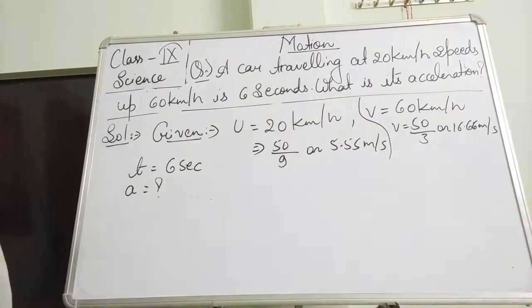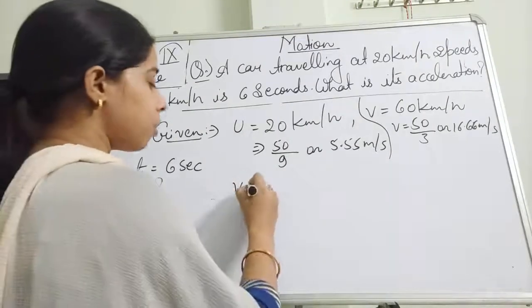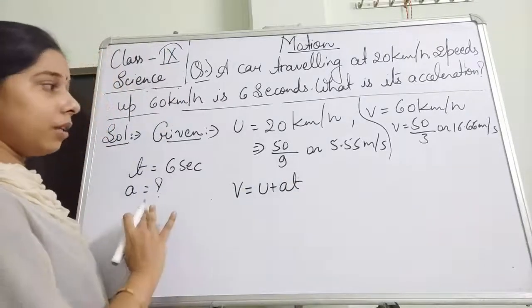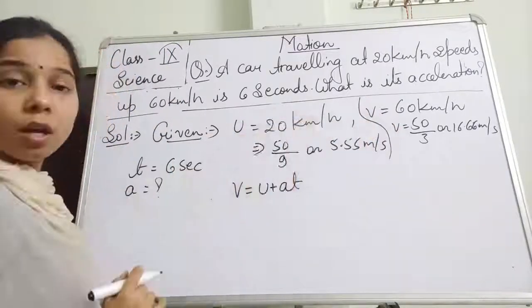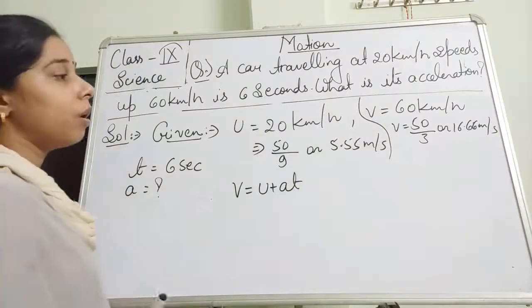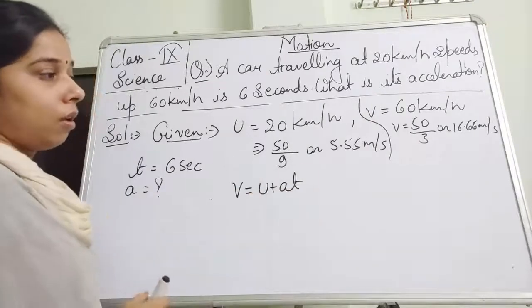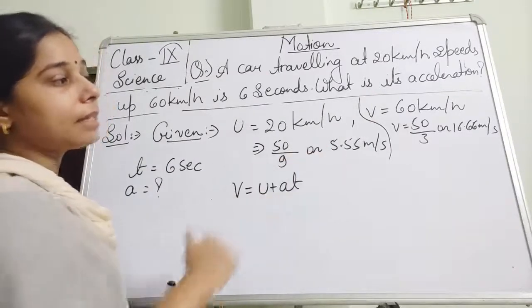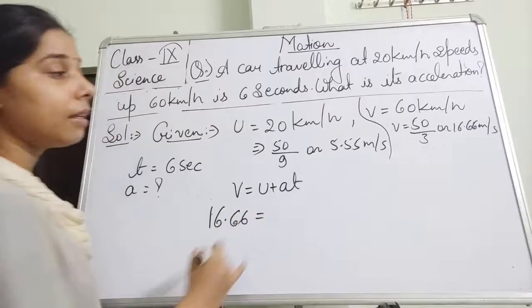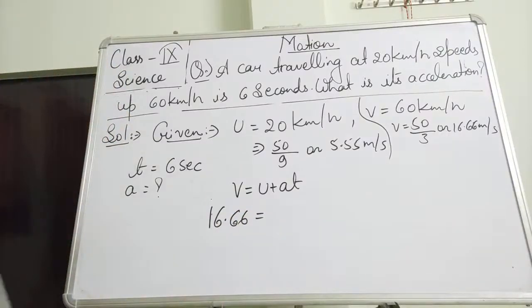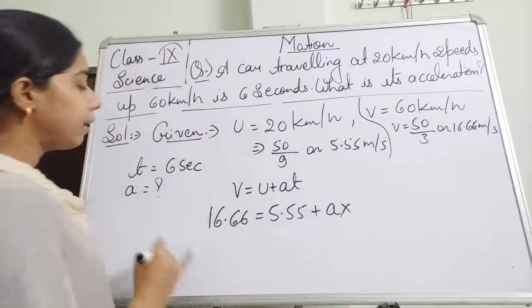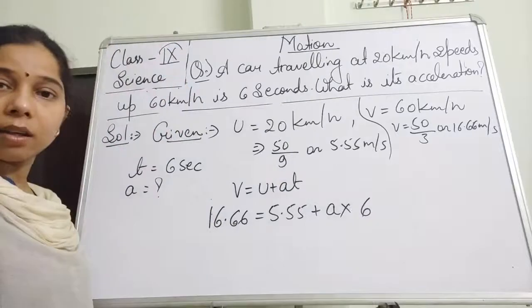See here. So obviously we are going to use the first equation, v is equal to u plus at, and the reason is because we have to find the acceleration. u is given, v is given and t is given. So we will prefer the first equation of motion. Sorry, that is 16.66. So the value of v that we will write here is 16.66, that is equal to u which is given 5.55 plus a that we have to find, and time is given, that is 6 seconds. So everything is mentioned here.